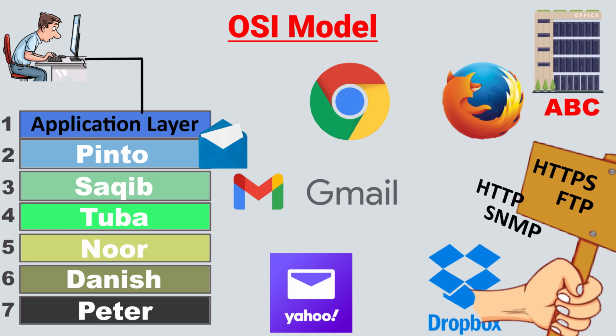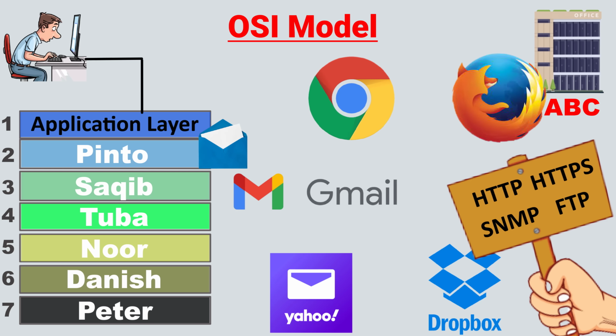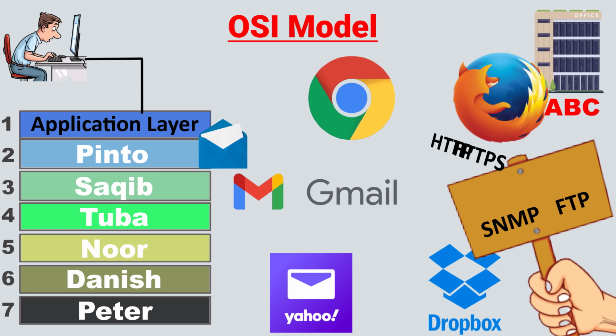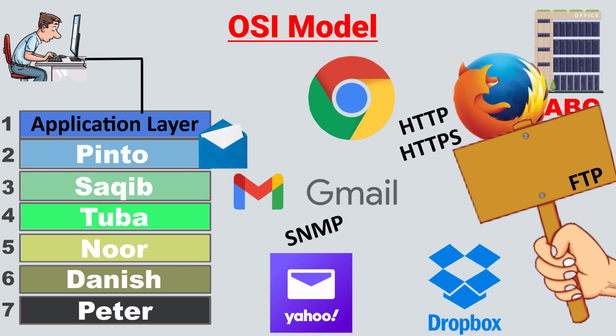Different types of applications use different protocols. Like if you browse something on Google Chrome or Firefox, they use the HTTP or HTTPS protocol for web browsing. For email like Gmail or Yahoo, the application layer uses the SMTP protocol. Or if you transfer any file using a file sharing website like Dropbox, at that time the application layer uses the FTP protocol to make this application work correctly.